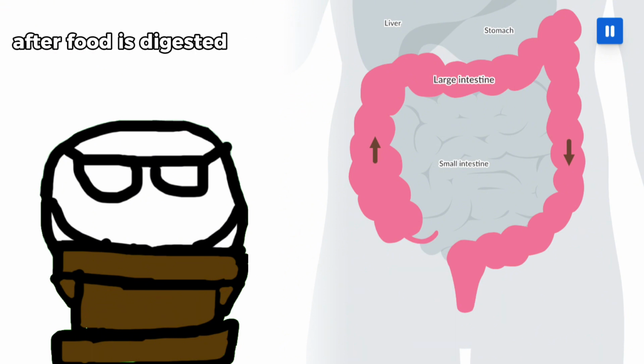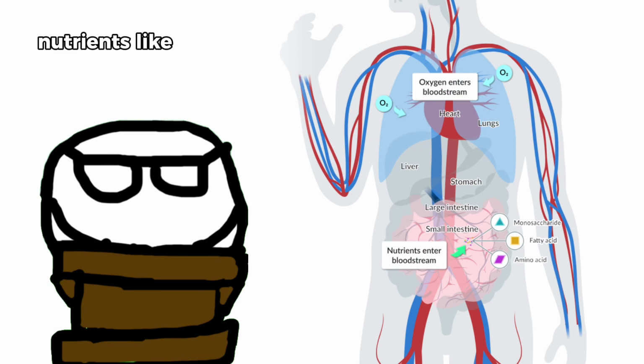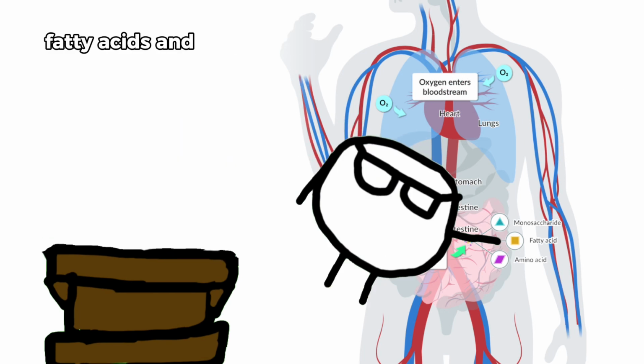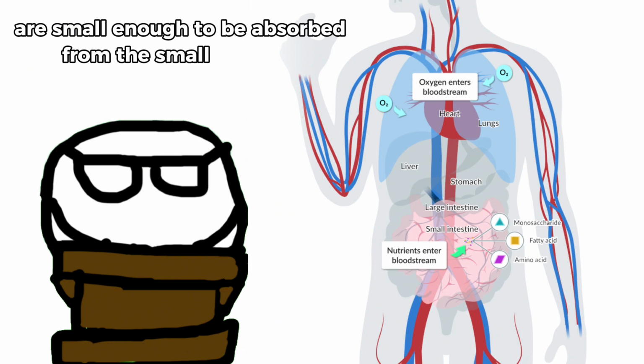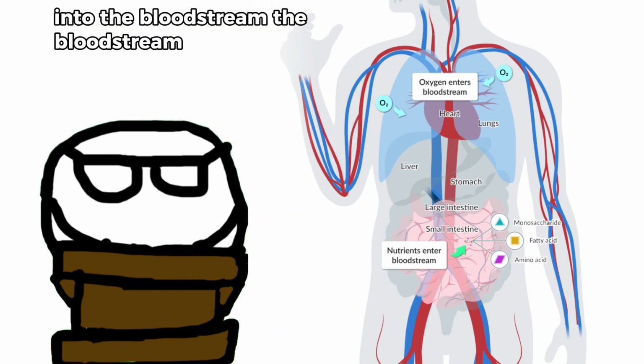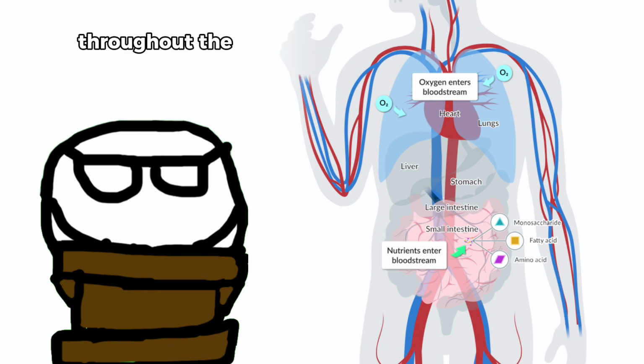After food is digested, the remains, also known as feces, move through the large intestine and are eliminated from the body. Nutrients like monosaccharides, fatty acids, and amino acids are small enough to be absorbed from the small intestine into the bloodstream. The bloodstream delivers the nutrients along with oxygen from the lungs to the cells throughout the body.